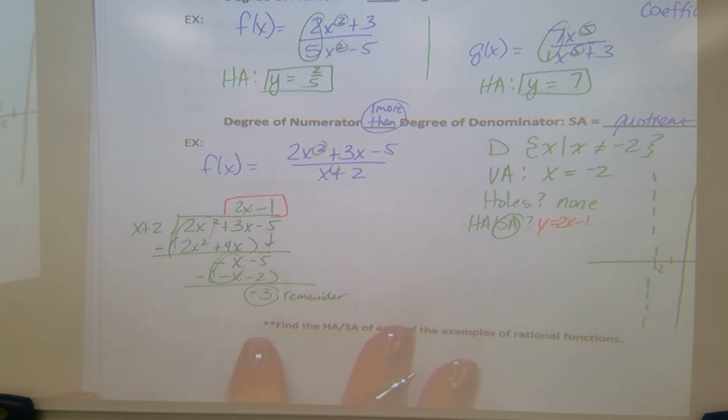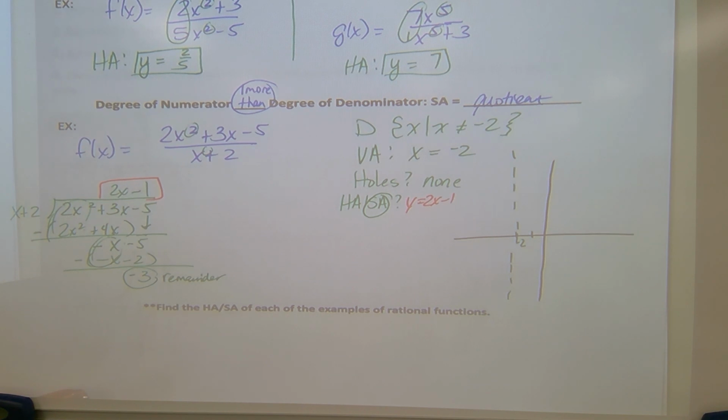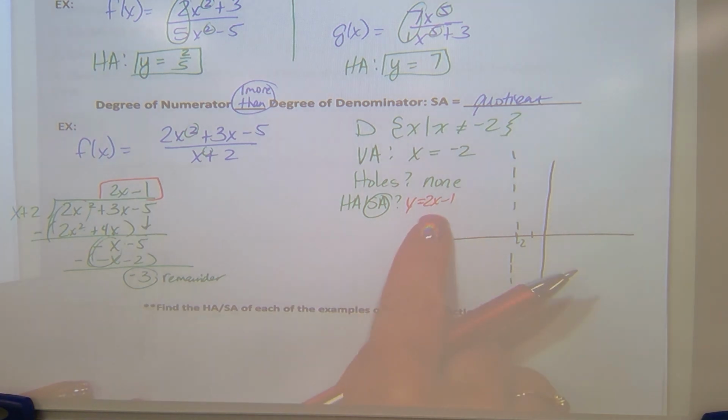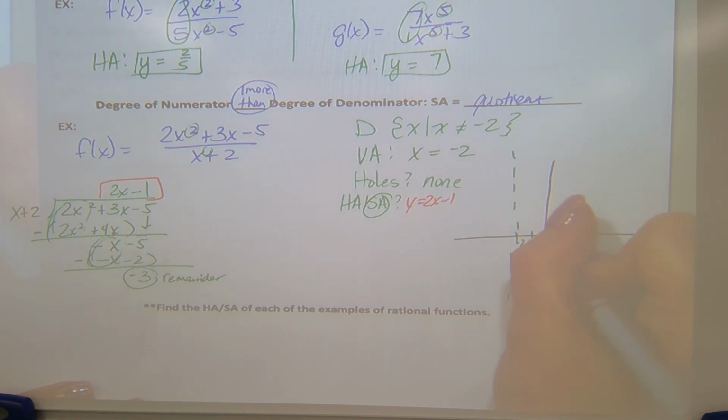How do I graph y equals 2x minus 1? Well, to graph y equals 2x minus 1, the easiest way is to start with the y-intercept. In this case, that is -1. So right there, -1 is my y-intercept. And then I'm going to apply the slope. My slope is a positive 2. So from this point, I'm going to go up 2 and over 1 to get to the next point. Up 2 over 1, up 2 over 1. And I get this line with a positive slope. That is my slant asymptote.